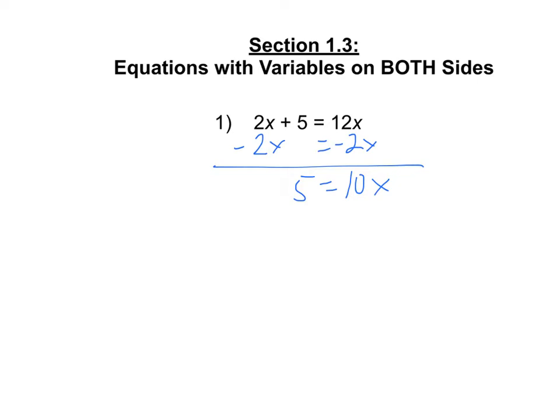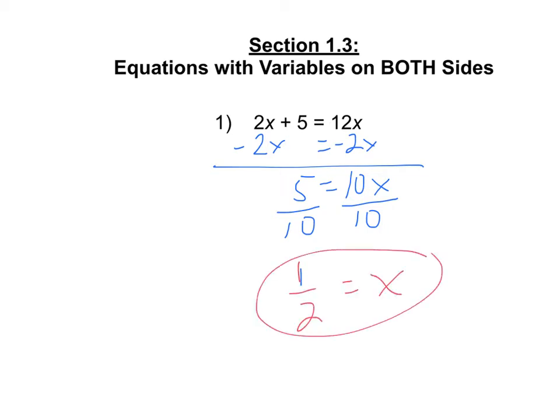Get rid of the 10. How do we get rid of it? We're going to divide by 10. Whatever we do to one side, do the other side. And we end up with, in fact, let's make that red, 1/2 equals x. Exact same answer as we had before because, as you saw, that was the right answer. However, much cleaner process, fewer steps to do.